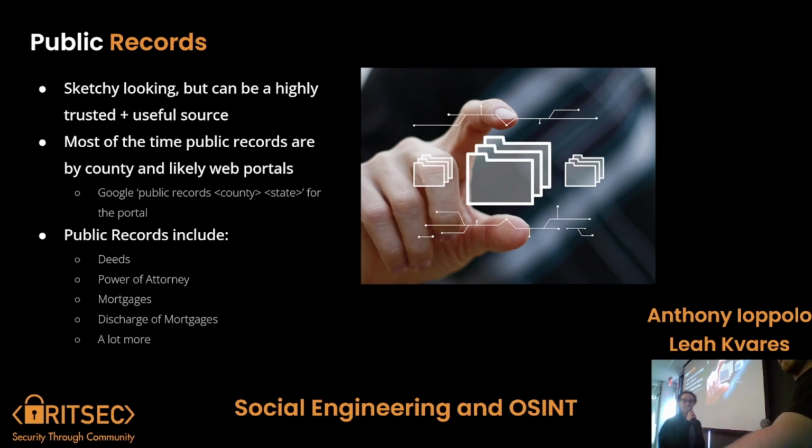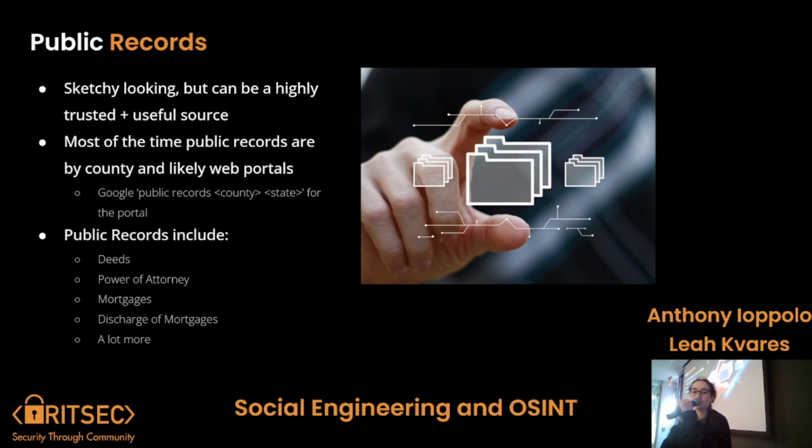Public records. This is huge. This is a really useful thing. If you have someone's real full name, especially last name and location, you can find a lot of information. These things look sketchy sometimes, but it's real documents that are just online.